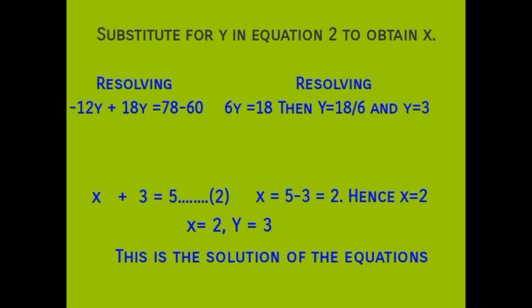We could also then refer to any of the previous equations. In this case, equation 2 becomes x plus y equals 5, and that means x plus 3 equals 5, and then x equals 5 minus 3, which is 2. So hence x equals 2. So x equals 2 and y equals 3. So this is the solution of the equation.